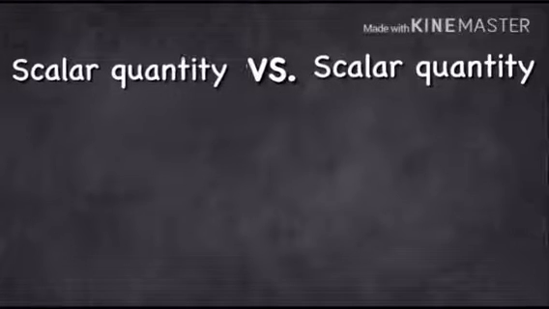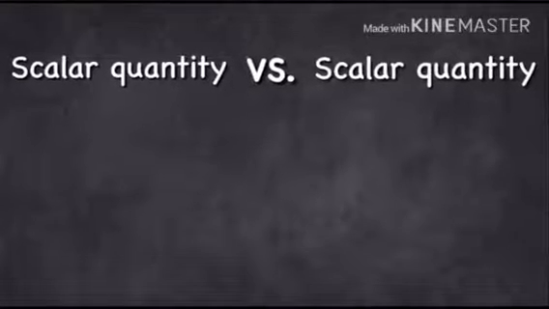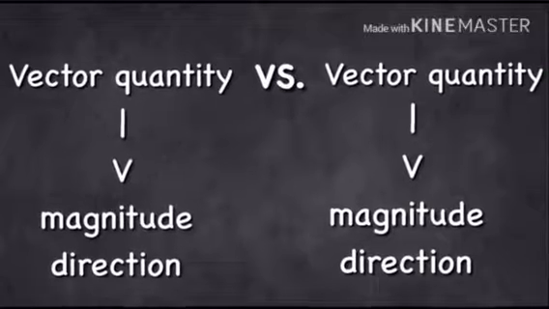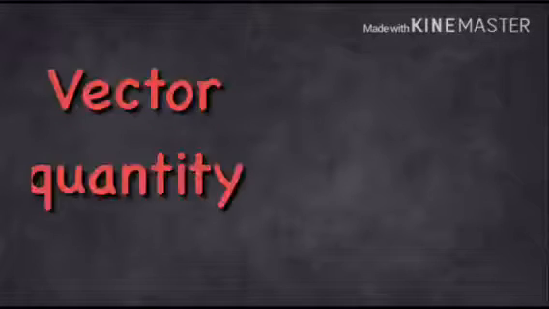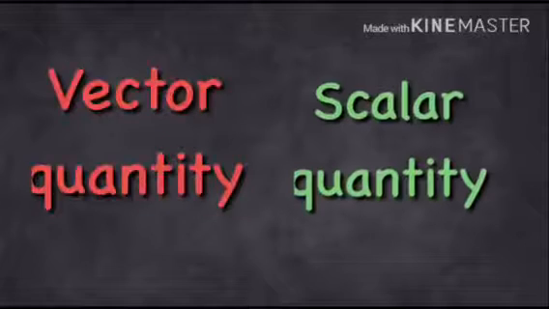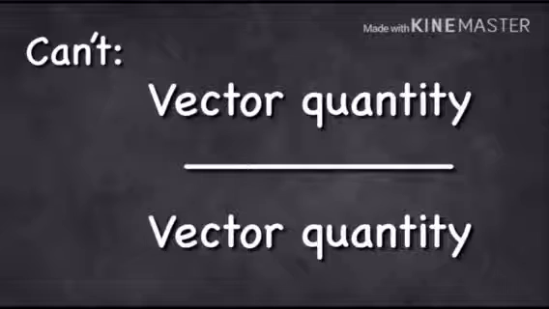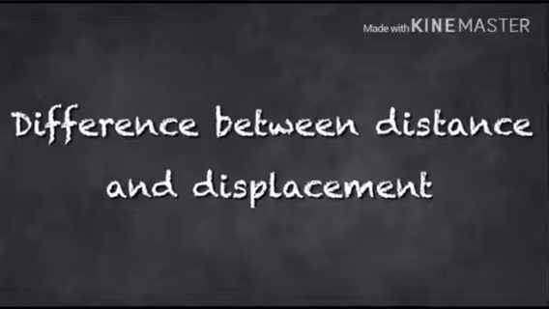When comparing two scalar quantities, you have to consider only the magnitude, whereas when the comparison of two vector quantities is made, both magnitude and direction are to be taken into account. In this way, vector quantities are a bit more difficult to deal with as compared to scalar quantity. Last but not the least, scalar quantity can divide in another scalar, but this cannot be done in the case of a vector quantity. Let's move on to the next topic, which is the difference between distance and displacement.